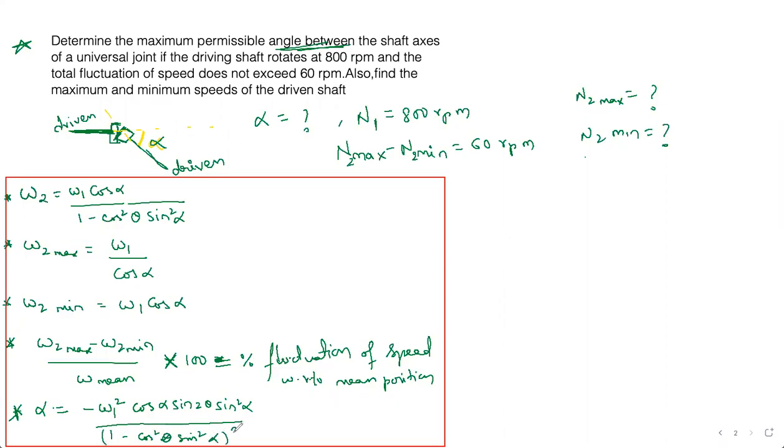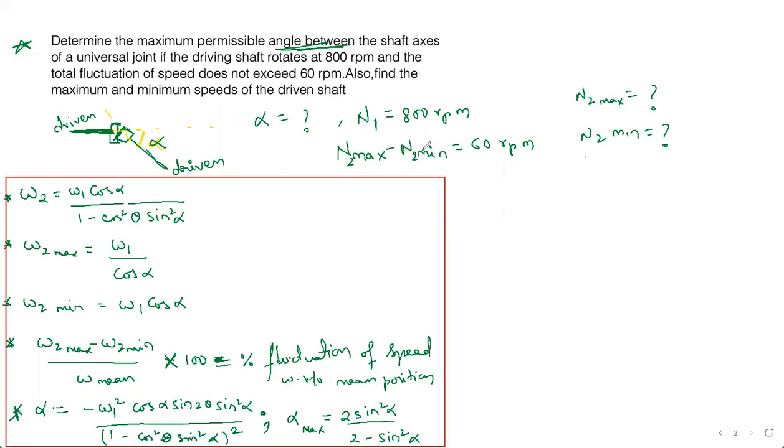If you are able to remember these things, and lastly, the maximum or minimum alpha is equal to 2 sin square alpha divided by 2 minus sin square alpha. If you are able to remember all these formulas, we can solve any problem relating to this Hooke's joint. So now let's solve this problem.